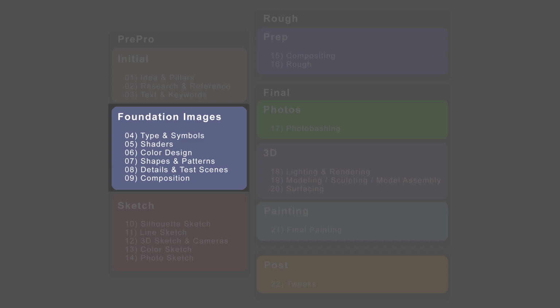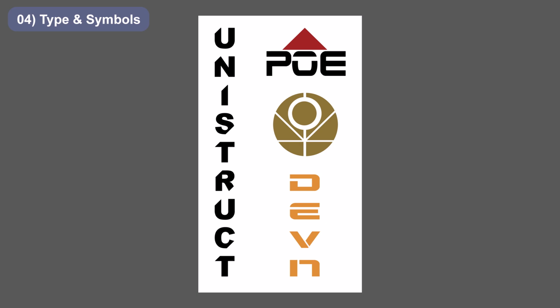So the next category is foundation images. Now these are not sketches of your final painting, they're support images that help define details you will use in that final painting. So we'll start with type and symbols. So will you need typography for this image? Like a company logo on the side of a vehicle maybe? This could be a logo, which is a word or a set of words. It could be a symbol, which would be a picture, or something known as a combination mark, which is a combination of a logo and a symbol.